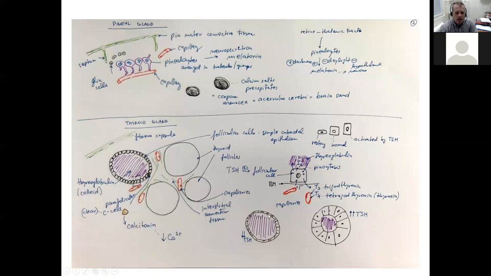In cells that have low stimulation from the TSH, there are huge reserves of thyroglobulin, but this is a histological picture of a highly activated thyroid gland.